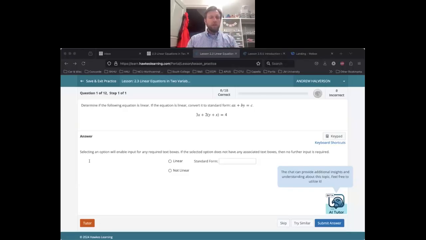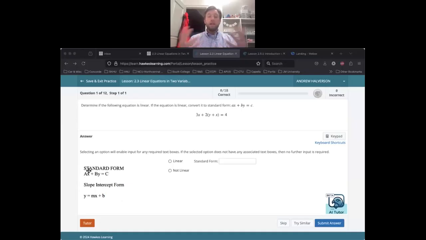We have the standard form, which is of the form ax plus by equals c, where a, b, and c are actually numbers. Then we also have the slope-intercept form, which is of the form y equals mx plus b. The takeaway is that we're going to be dealing with equations, and we want to first identify whether they're equations that will result in a line or equations that will result in some other shape.